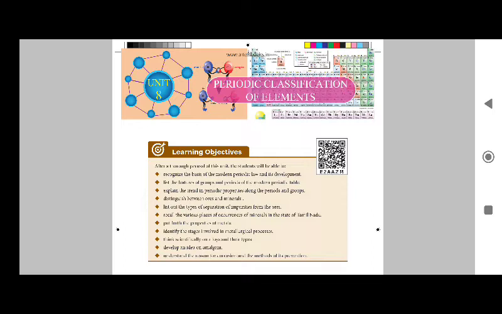So here in periodic classification of elements, we will be studying about elements. How many elements have been discovered so far? 118 elements, out of which 92 are natural and 26 are man-made.